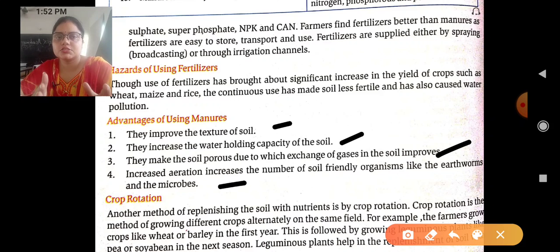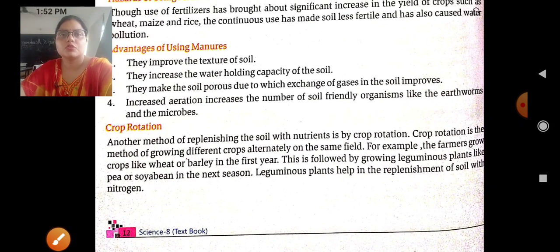Increased aeration increases the number of soil friendly organisms like earthworms and microbes. Earthworms and microbes are also very useful for our crops. Okay, so like this. Next one is crop rotation.